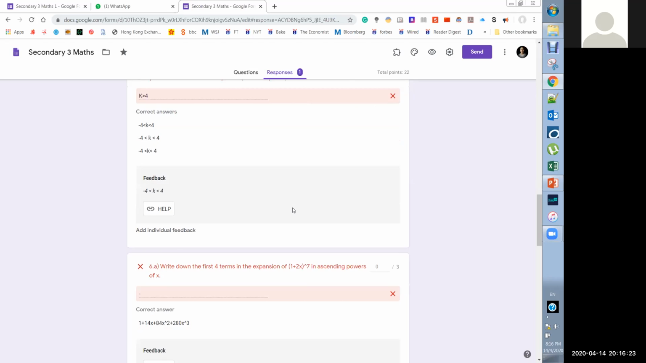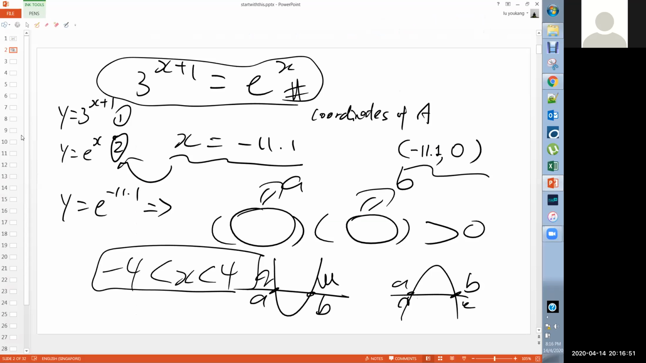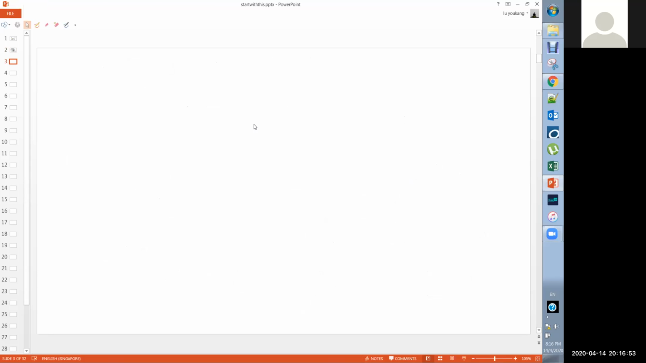Okay. Next. Over here, write down the first 4 terms. This one should be easy, right? I don't understand what it means by the first 4 terms. Okay, good. So we will talk about binomial expansion today because we continue from our last lesson. Over here, if you click on this link, this link will not give you ascending order, because I remember last lesson we talked about descending order.